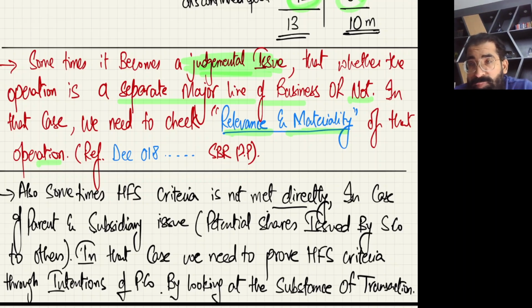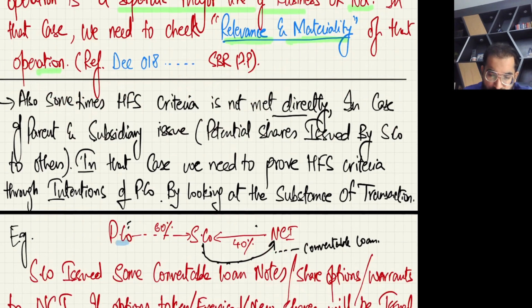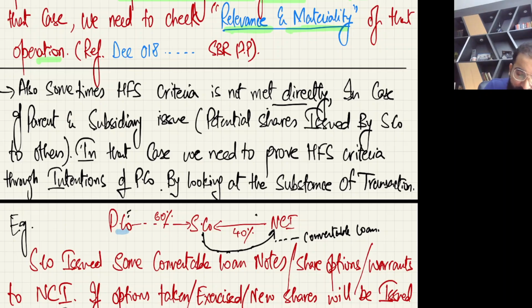Let me use one word, please don't get confused. Sometimes by quantity things are immaterial, but by the qualitative aspect of materiality, hope you have done in your audit class, sometimes things are material because of qualitativeness. So such judgments need to be verified very carefully. So these things also come in the exam. Also, sometimes the HFS criteria is not met directly in case of a parent and subsidiary issue.